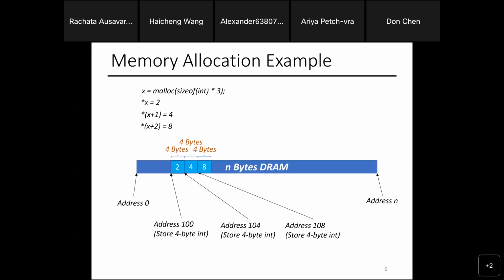If it's a character pointer, you go 1 byte at a time because a character is 1 byte. If I have an integer pointer, I go 4 bytes at a time because an integer is 4 bytes. So that dictates how far I go.